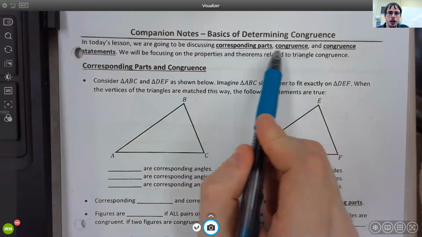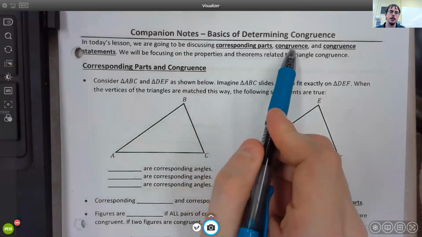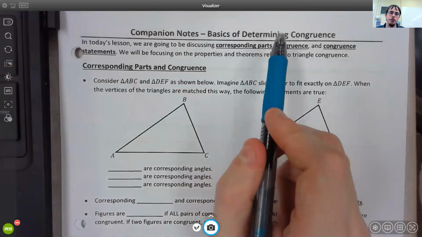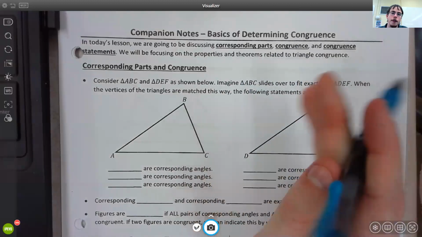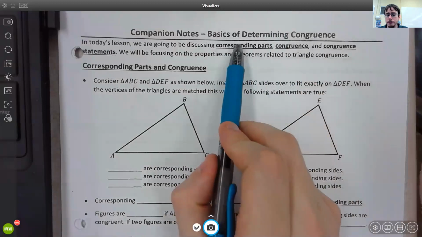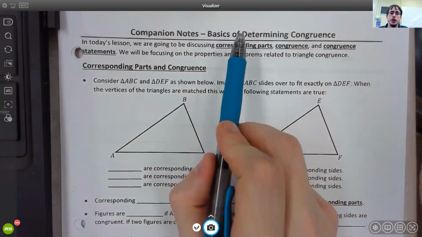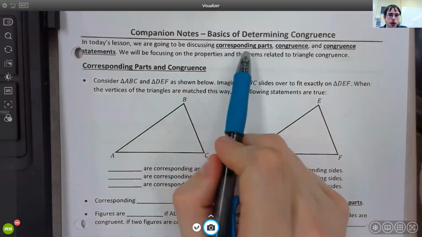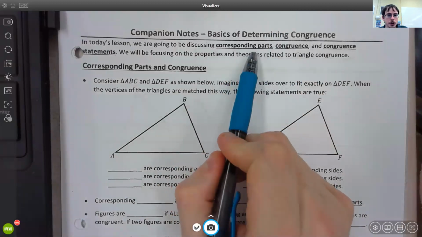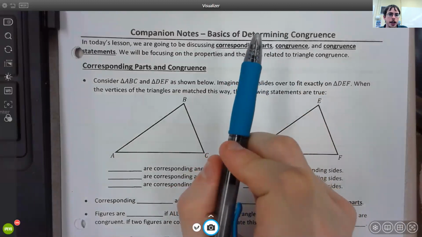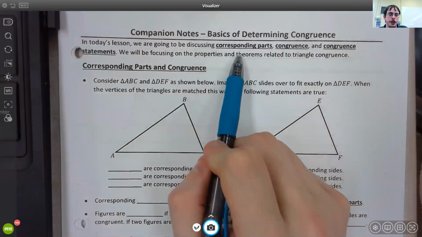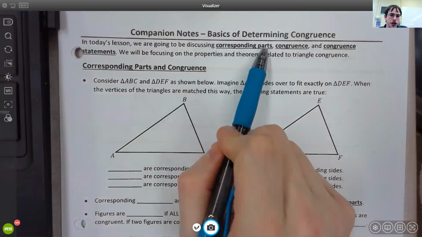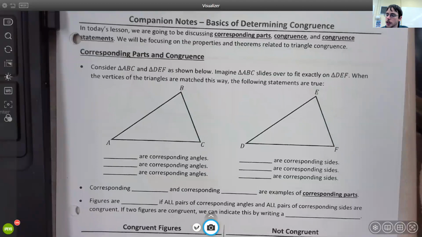Now, if you remember, when we talk about congruence, we're talking about things that are exactly the same. They're the same size, same shape, same measurements, everything else like that, okay? And an important part of that is corresponding parts, okay? So corresponding parts, if you remember when we talked about corresponding angles, we talked about things that were in matching locations. So corresponding parts are literally just matching parts. Okay, so let's look at that.